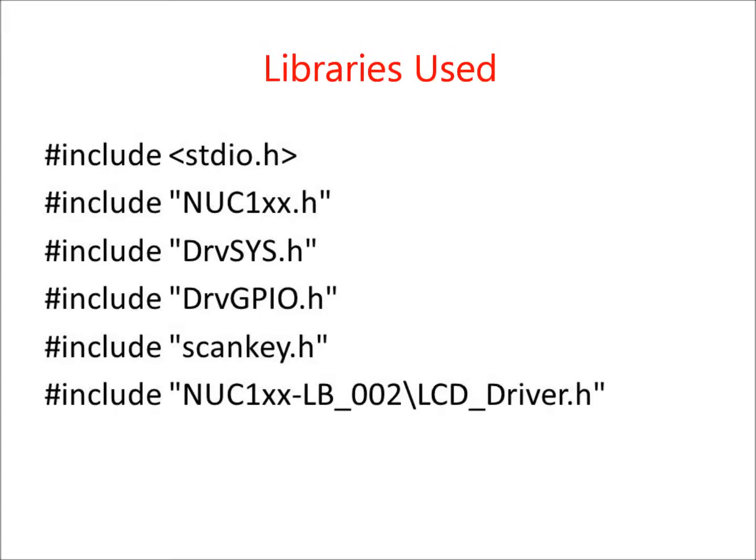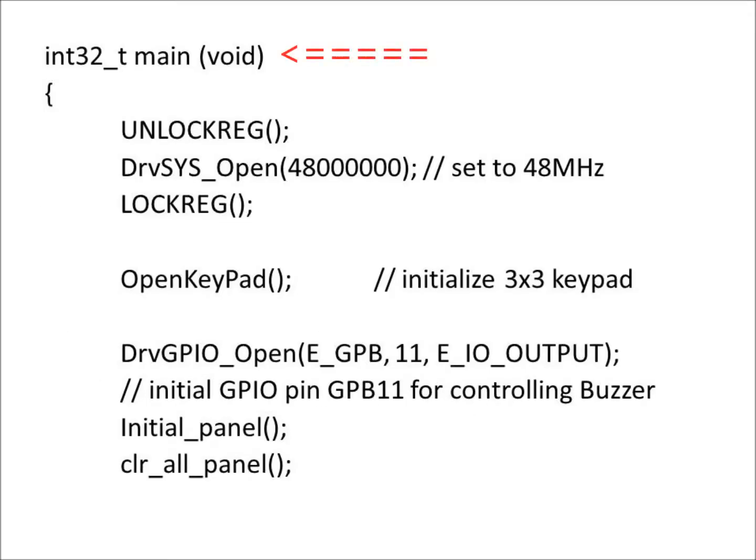Now we can see the libraries which have been used in the code. So in here we can see the main in our code. In the first 3 lines we are initializing the processor and we are setting the clock frequency at 48 MHz. The next line we are initializing the keypad, and then we are initializing the I/O to an output so that we can turn on the buzzer. In the last 2 lines we are initializing the LCD and we are clearing the data on the LCD.